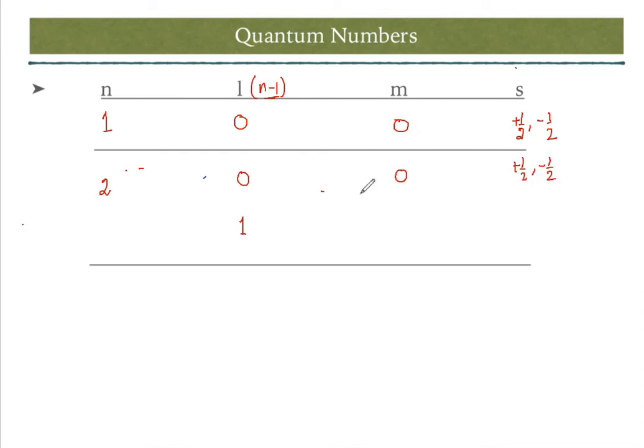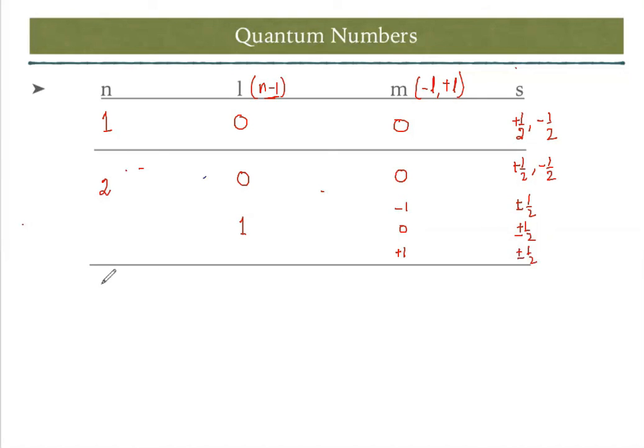If L is equal to 1, what are the values of M? M will depend upon minus L to plus L. So if L is equal to 1, it will have -1 value, 0 value or +1 value. So for -1 we'll have plus or minus half. For 0 we'll have plus or minus half. For +1 we'll have plus or minus half.